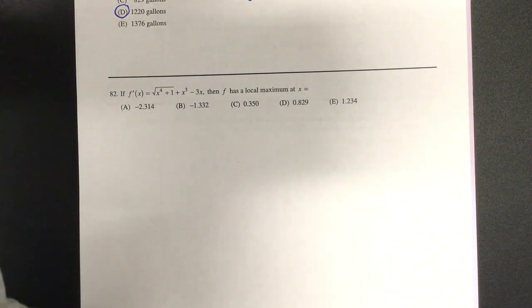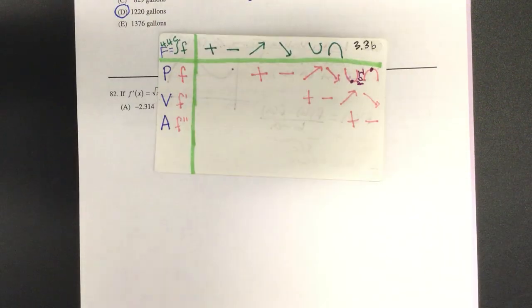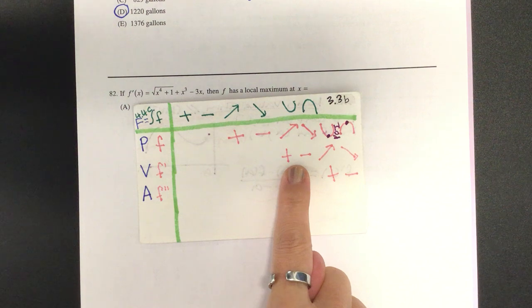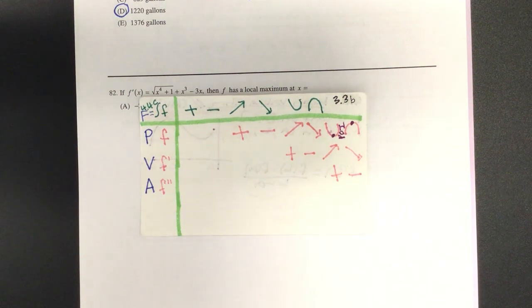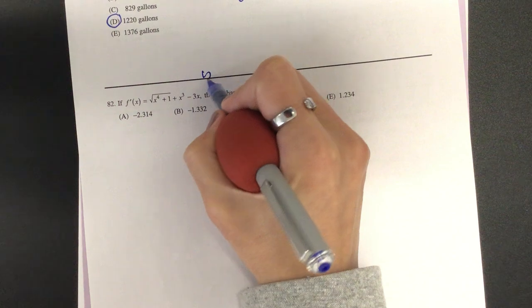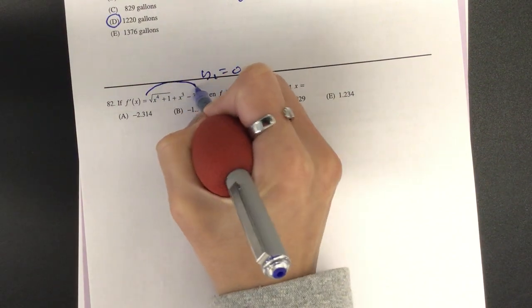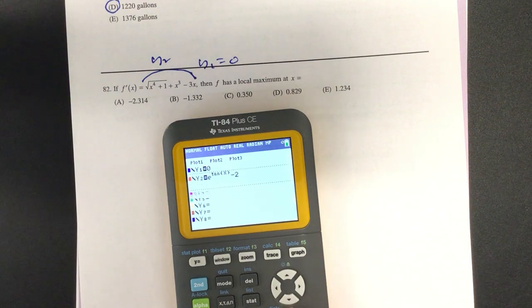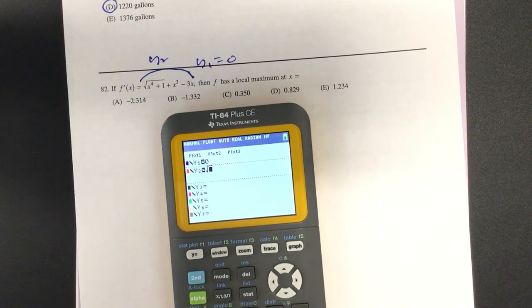Okay, so I'm going to take my PVA card again. They're giving us the f prime, so a local max happens when we're going from positive to negative, correct? What number is guaranteed between positive and negative? 0. So we're going to let one of them equal 0. So I'm going to let y1 equal 0 and put that complex form into y2. Let's type it in together. So we have square root.